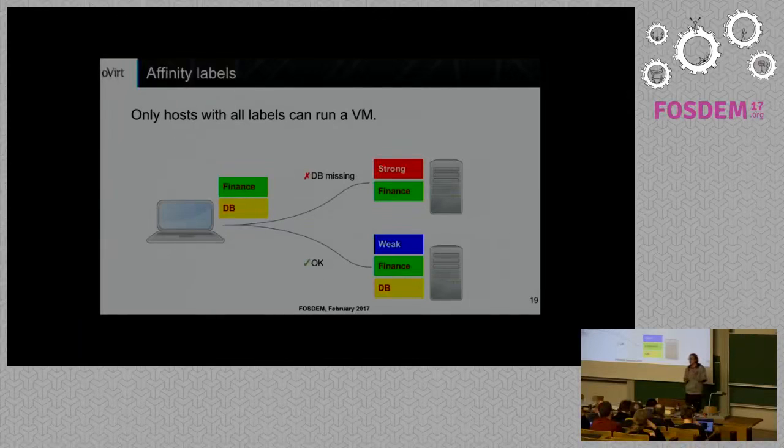Our algorithm is checking whether the host has the same labels or more. We don't care if there are more labels than are necessary, but we'll check whether all those labels on the VM are present on the node. As you can see, the DB here is missing, so we will never consider the host where the DB is missing. We require all the labels on the VM also on the host. If there are some extra labels, we don't care, but the VM specifies the requirement and the host has to match it.